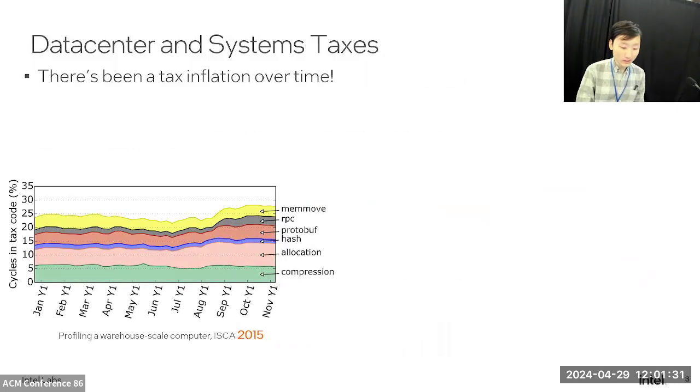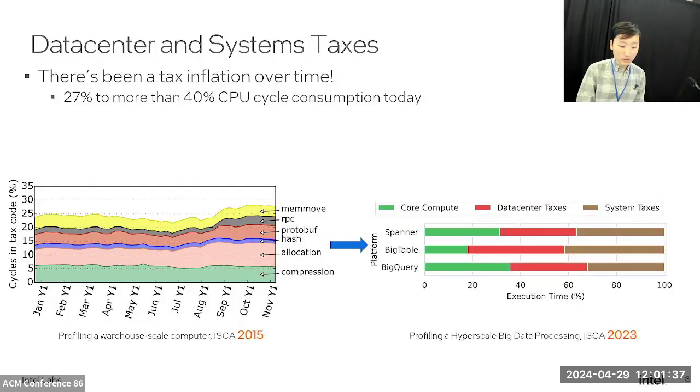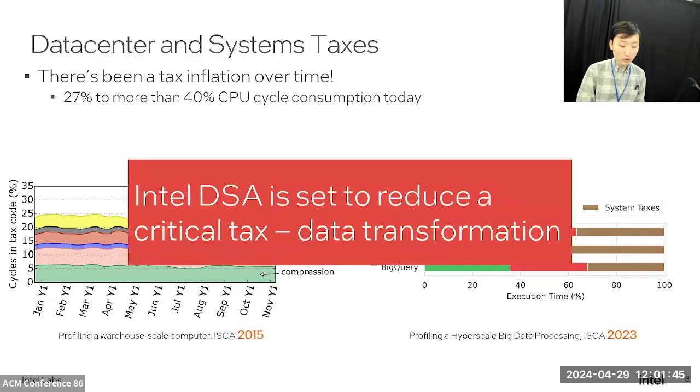To make things worse, there's been a tax inflation over the past decade. As disclosed by Google last year, in many scenarios, the tax rate surged significantly from around 25% to more than 40%. As an attempt to reduce the data center tax, data transformation in particular, Intel has designed and implemented the Data Streaming Accelerator, or DSA.